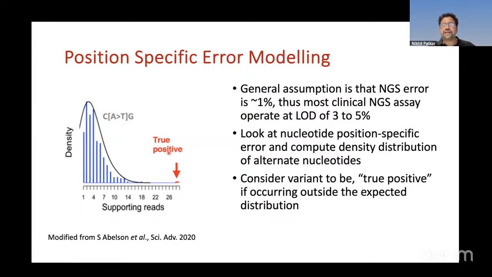So one of the ways in which error correction can be done, or earlier ways in which errors were reduced, was to do something called position-specific error modeling.